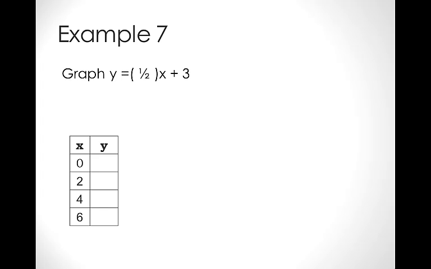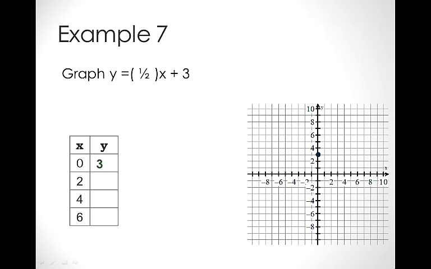See if you can do this one on your own. I know it's got a fraction, but I'm pretty sure you can do it. Okay, so why did I choose 0, 2, 4, and 6? Why didn't I choose 0, 1, 2, and 3? Well, 0 works out fine, right? When I plug in a 0, I get a 3. But what if I put a 1 in for x?